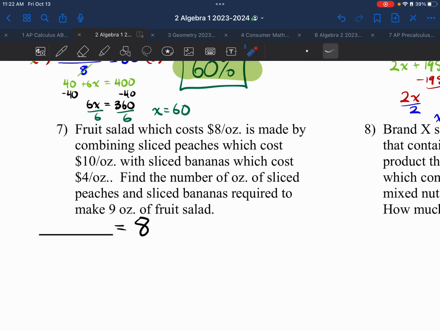So I'm going to make some variables here. I thought I was going to make variables in one, but this time I'm finally making variables. I'm going to make a variable P and a variable B, one for peaches, one for bananas. I think I'm going to have 2 different variables in this one.